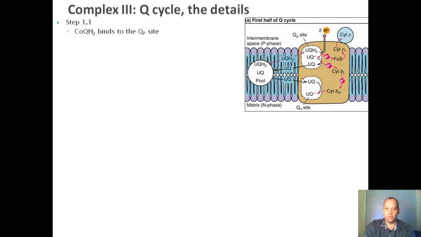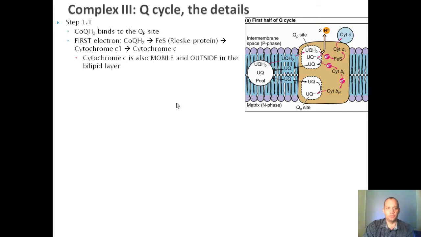So in your membrane, of course, we have a pool of ubiquinones or coenzyme Qs. Some of them are going to be reduced, some of them are going to be oxidized. So a reduced coenzyme Q will bind in the QP site of complex 3. The first electron follows the pathway from the reduced coenzyme Q onto the iron sulfur centers of the Rieske protein, onto cytochrome C1 and onto cytochrome C, and that's this path that is illustrated over here. And of course, that cytochrome C can now decouple and shuttle its electron on to complex 4.